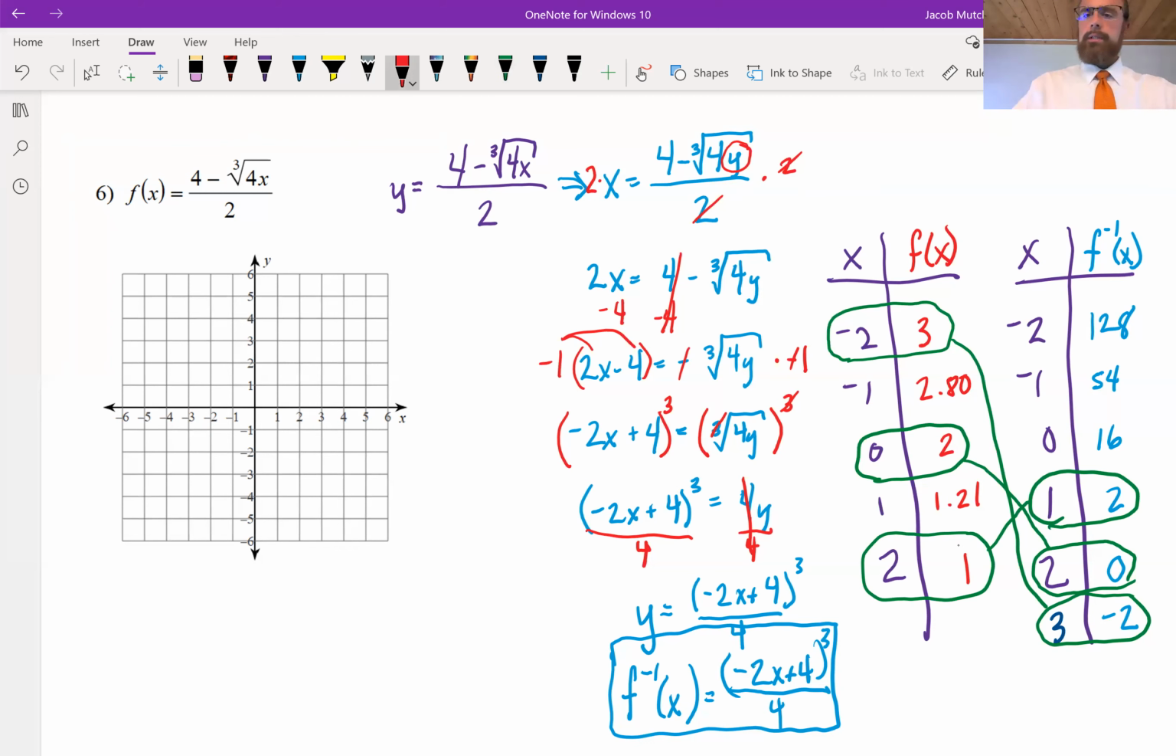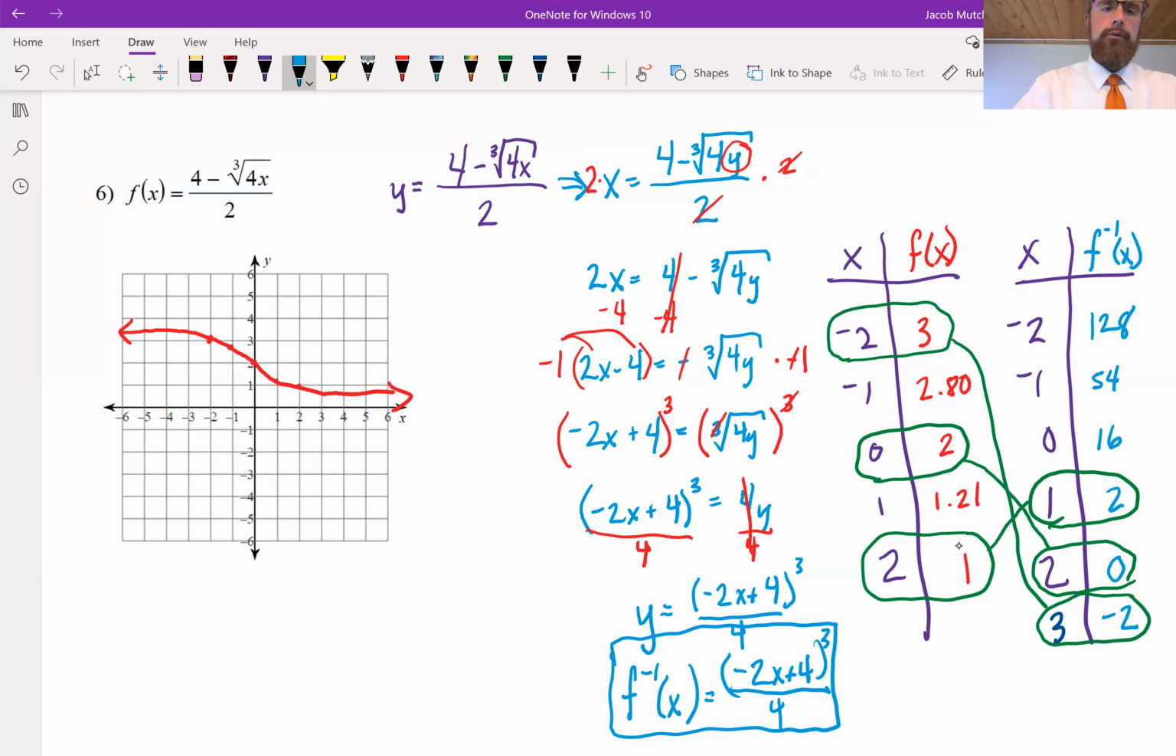Let's graph it, see if we see it there as well. So negative 2, 3. There in quadrant 2, negative 1, 2.8, 0, 2, that's got to be our point of inflection, 1, 1.21, and then 2 is at 1. So we'll graph in the original, and you can see how the cube root is a flat graph compared to the cubic function. Let's graph the cubic one. The cubic is more vertical. But again, that highlights the relationship between two inverses.